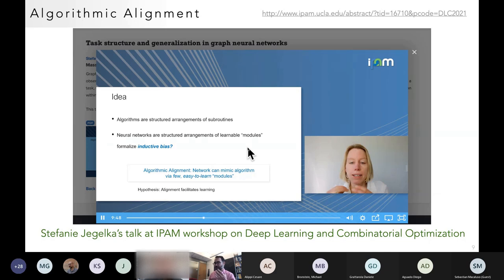And while neural networks can be structured so that they're composed of small little modules, what she's trying to do is essentially formalize some specific notion of inductive bias, and this algorithmic alignment is essentially if you have a neural network that can mimic some sort of algorithm with a few easy to learn modules, then you have this alignment. And the hypothesis is that this kind of algorithmic alignment is going to facilitate learning. So that's very similar to Yashua's point, I would say.